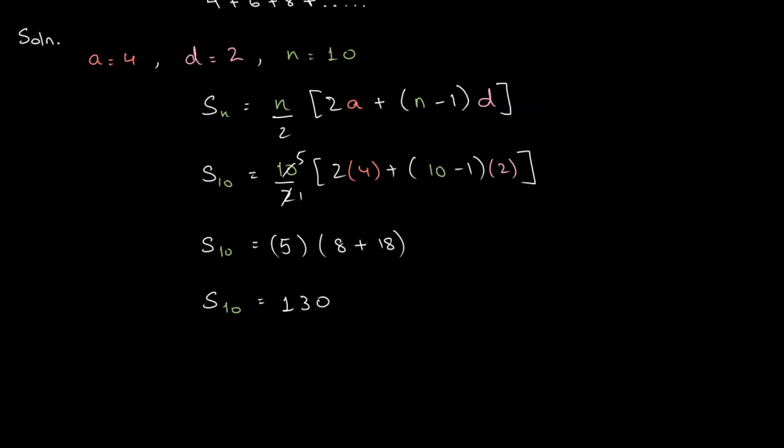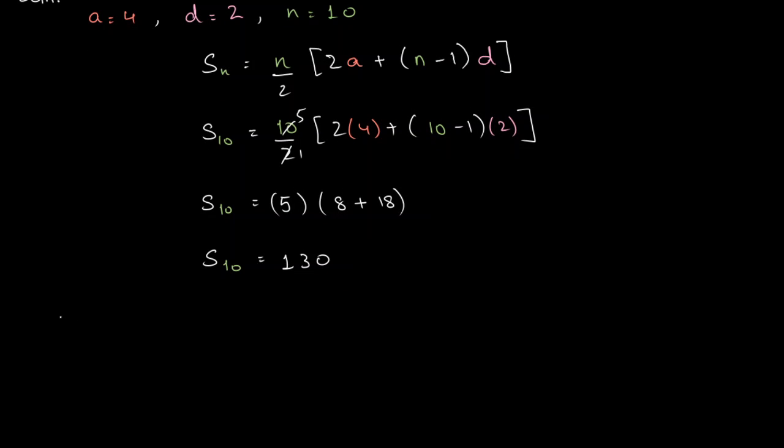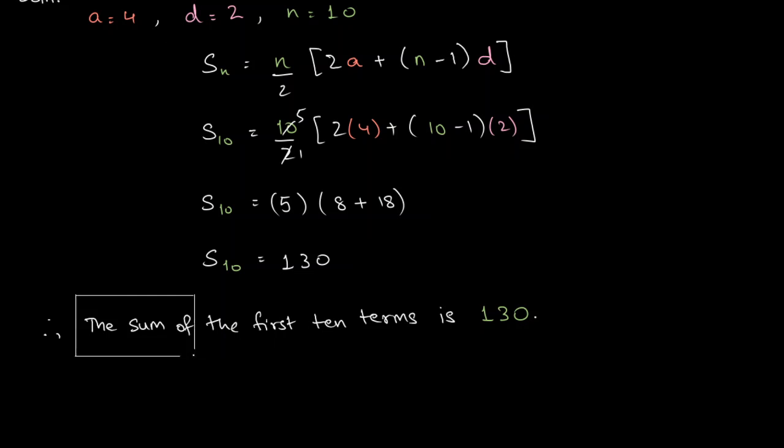The sum of 10 terms of the AP is 130. So I'll just write that down as an answer statement. Therefore the sum of the first 10 terms is 130. This is our final answer. It's quite a straightforward application of the formula.